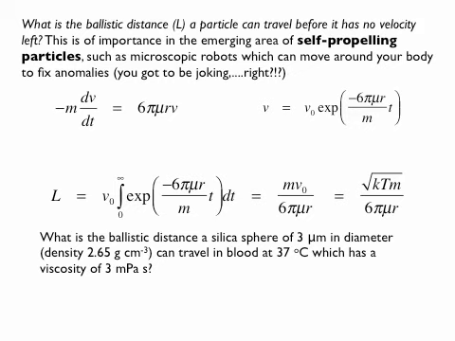So what you end up with, if you do this nicely, is the mass times the initial velocity divided by 6 times pi times the viscosity of the liquid times the radius. And remembering that mass times velocity squared links to kT, you can rearrange this a little bit and you get the expression on the right. So the square root of kT times m, divided by 6 times pi times viscosity times the radius. That's the expression for the ballistic distance.